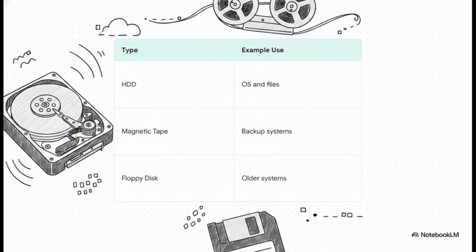Next up is magnetic tape. I know it sounds super old school, but believe it or not, it's still heavily used today for massive, large-scale data backups because it can safely hold an immense amount of data. And finally, we can't forget the classic floppy disk. It's another form of magnetic memory, and yep, it's the granddaddy that inspired our modern save icon.